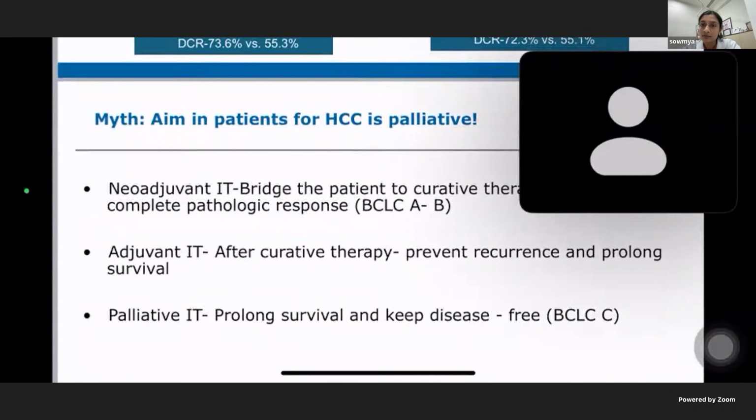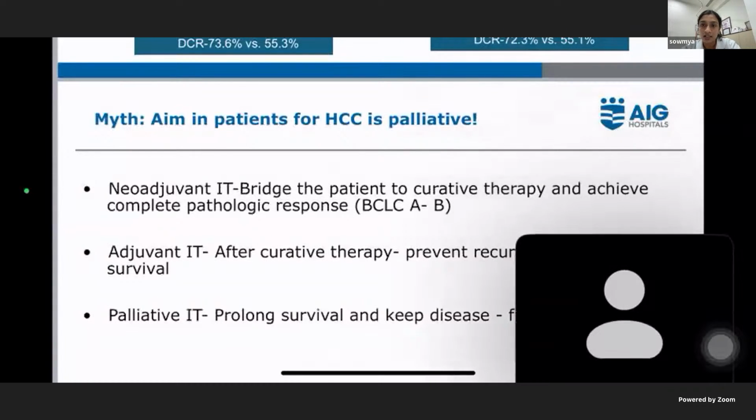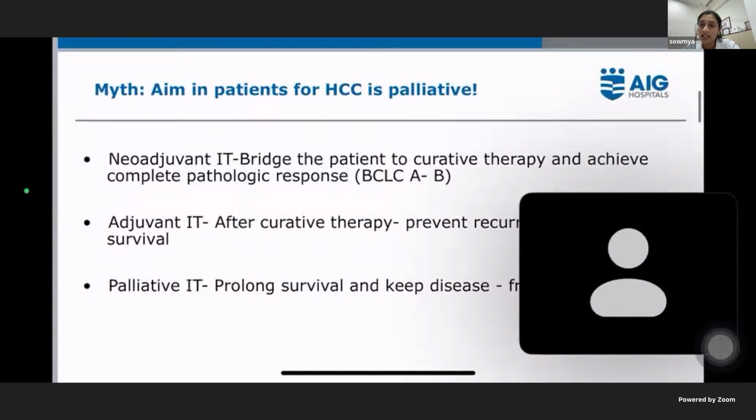And now neoadjuvant immunotherapy has been given to bridge the patient to curative therapy and achieve complete pathological response, especially in patients with BCLC-A and B stages. Toward the end of this presentation, I'll be discussing patients who have achieved complete response with immunotherapy and have undergone transplant. So it's not just palliative. Now the trend is changing to curative treatment.